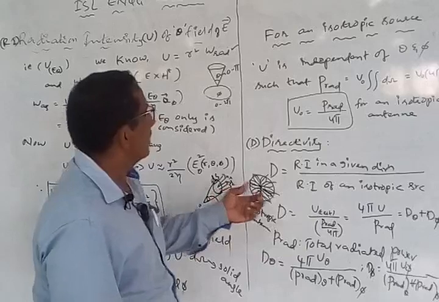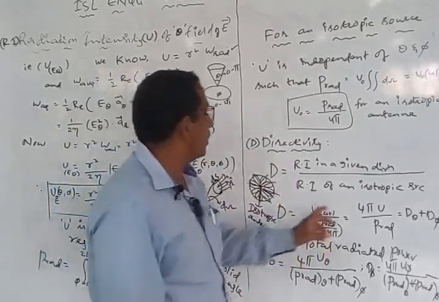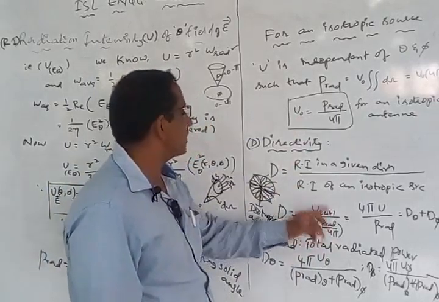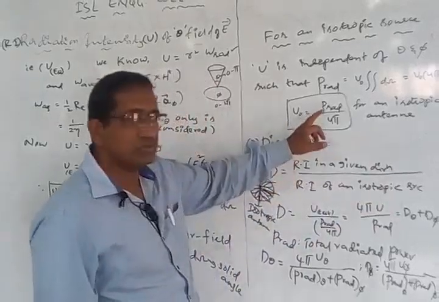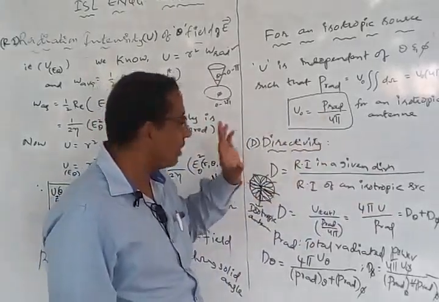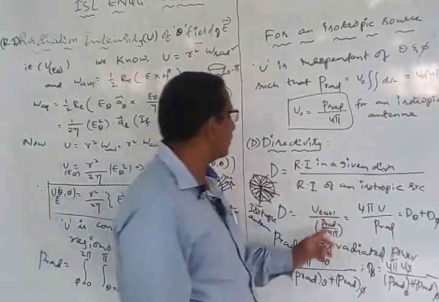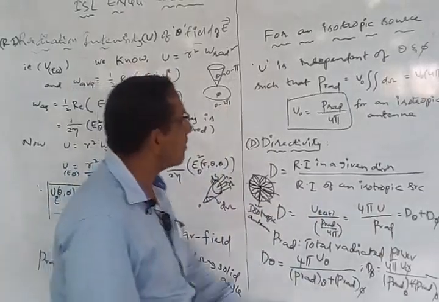So just now we found the isotropic source radiation intensity. Therefore, this is the test antenna: radiation intensity of the test antenna divided by the radiation intensity of the isotropic source. What is the isotropic source? P radiation by 4 pi, we have got. So that same thing we are going to use. Therefore I can write this as 4 pi U by P radiation, the power radiated.